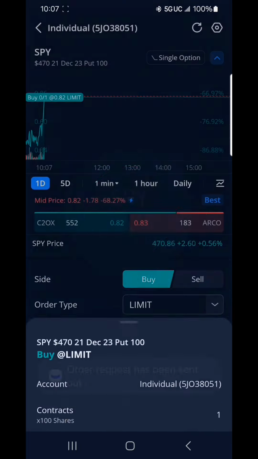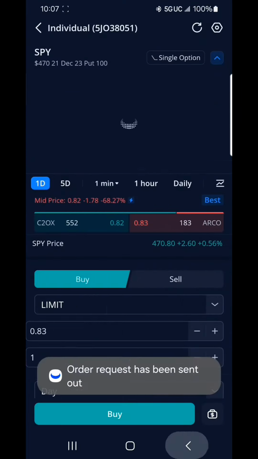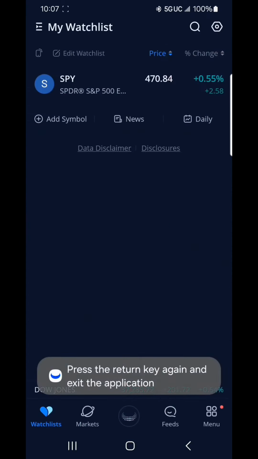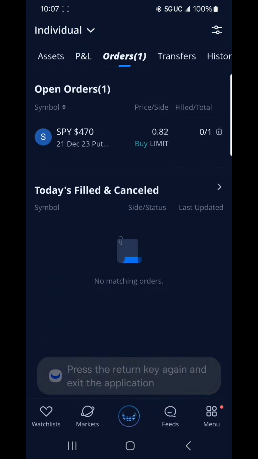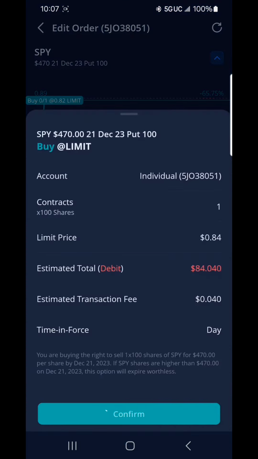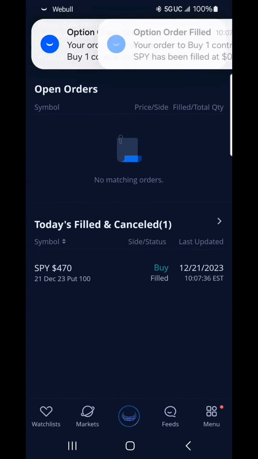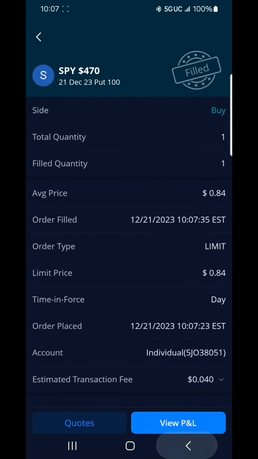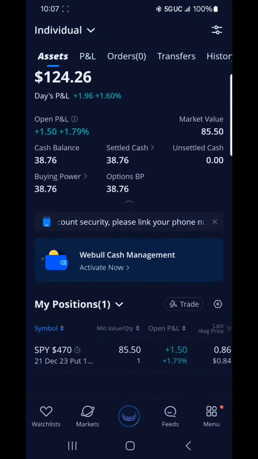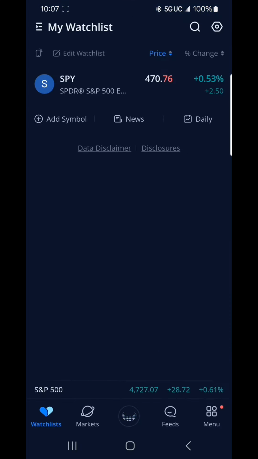Alright, this one looks good. It's going to stay under 470.90, so I'm going to get in for 82. This one's a little bit more out of the money, so obviously I don't like it as much, but it's a decent little contract still. Now it's already 84, so I'm going to have to change my order to be able to get in. There we go. Let me go ahead and get that filled. Bam, I'm in. I'm up a little bit already.